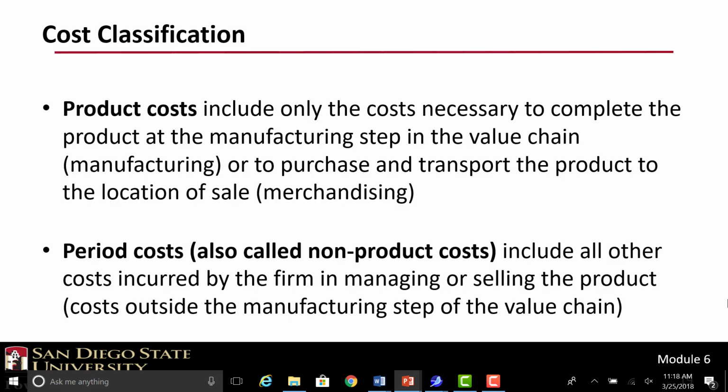So we can also classify costs a couple of different ways. The first is product costs, and we've been spending a lot of time talking about product costs already. These include only the costs necessary to complete the product at the manufacturing step in the value chain, right? So that's the manufacturing part, or to purchase and transport the product to the location of sale, and that's in a merchandising business. Period costs, or non-product costs, are basically everything that isn't a product cost. So that's the costs incurred in managing or selling the product. So that's costs outside the manufacturing step of the value chain.